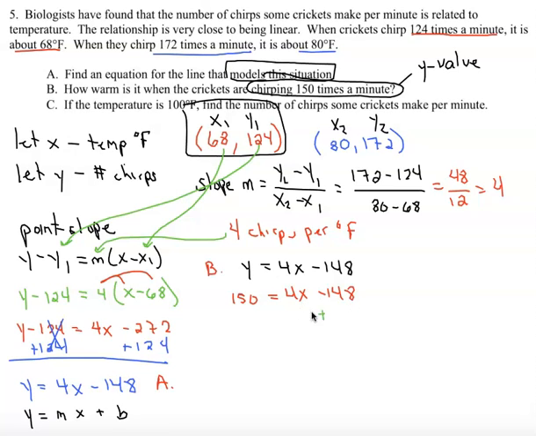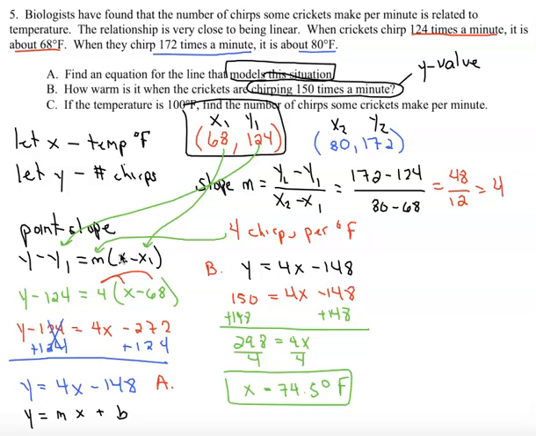So 150 goes in for y, and I'm going to add 148 to both sides. And I get 298 equals 4x. And then I'm going to divide both sides by 4. And x is equal to about 74.5 degrees. And this is in Fahrenheit.